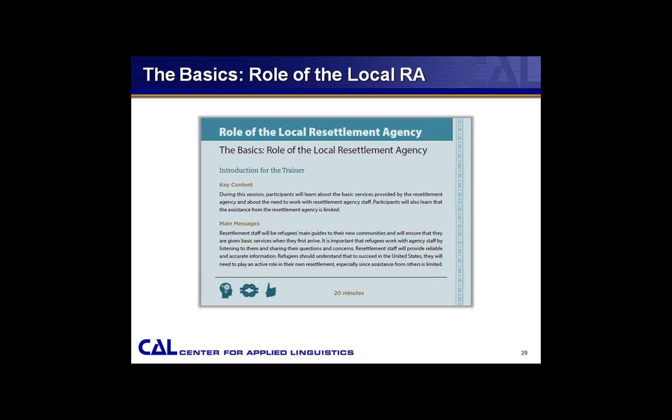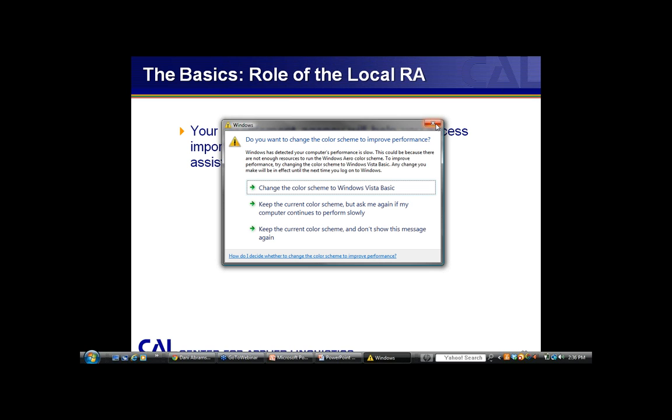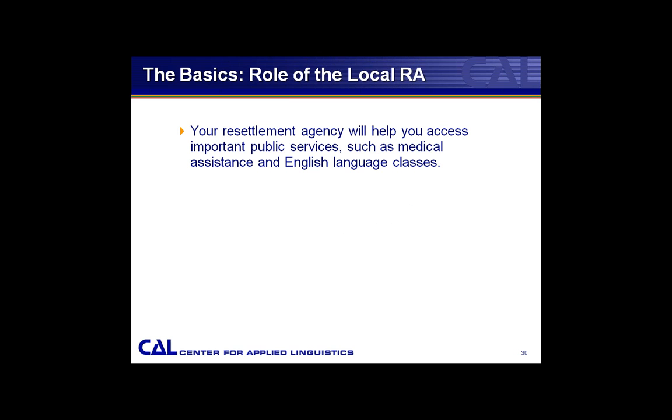So you can picture this, everyone is standing in a circle, and then I would read the first statement. Your resettlement agency will help you access important public services such as medical assistance and English language classes. If you agree with the statement, if we were standing in the circle, I would ask you to take one step into the circle. If you disagree, I would ask you to remain standing where you are. Now, since we're not standing in the circle, I will ask you to use that raise your hand function. If you agree with this statement, please raise your hand. If you disagree, then keep your hand unraised.